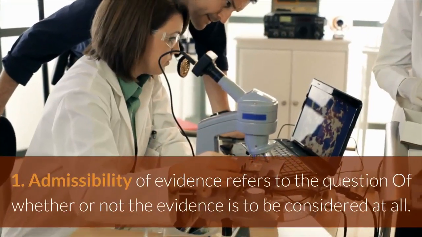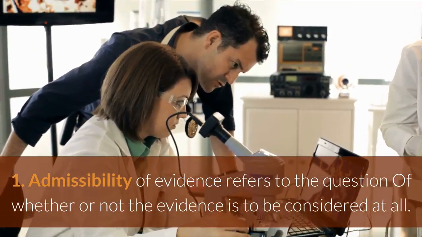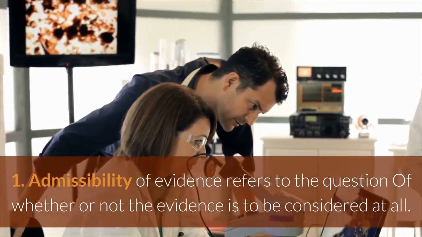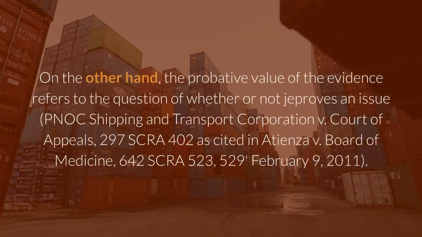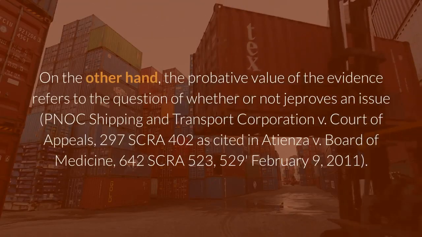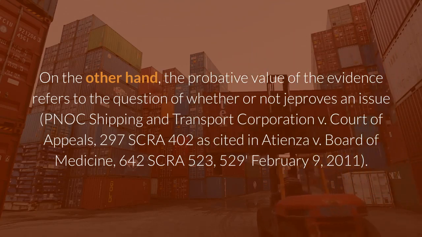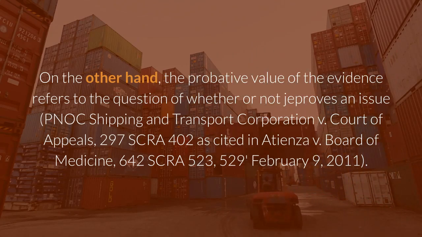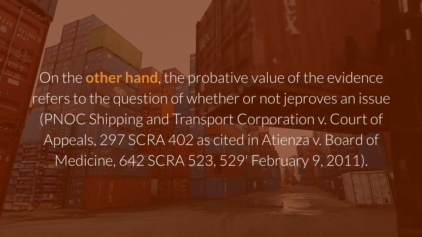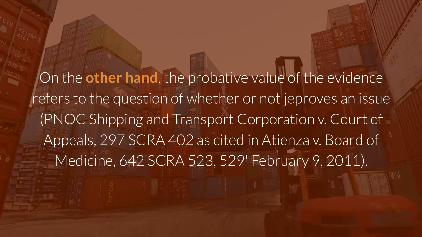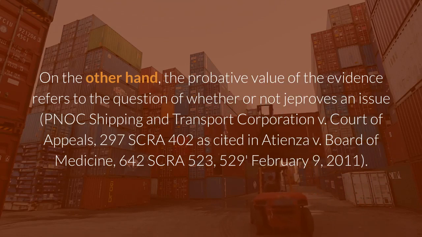1. Admissibility of evidence refers to the question of whether or not the evidence is to be considered at all. On the other hand, the probative value of the evidence refers to the question of whether or not it proves an issue. PNOC Shipping and Transport Corporation v. Court of Appeals, 297 SCRA 402, as cited in Atienza v. Board of Medicine, 642 SCRA 523, 529, February 9, 2011.